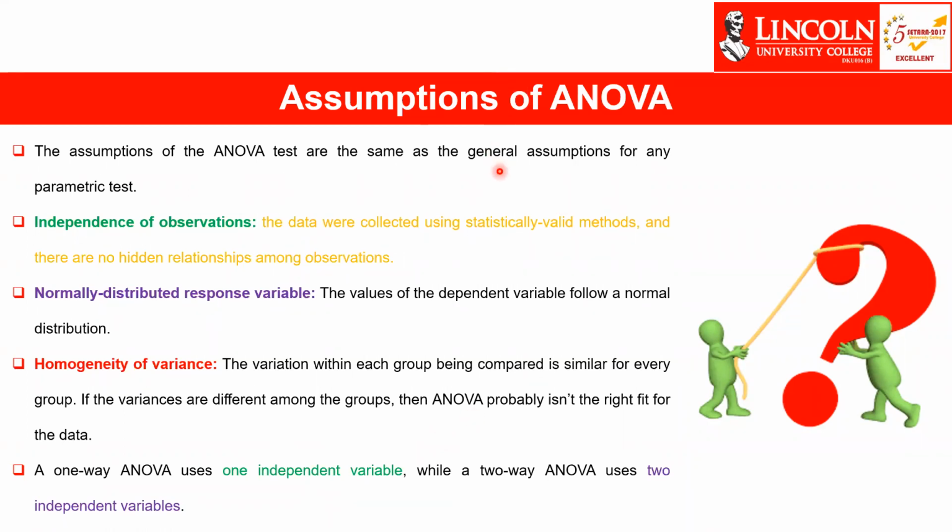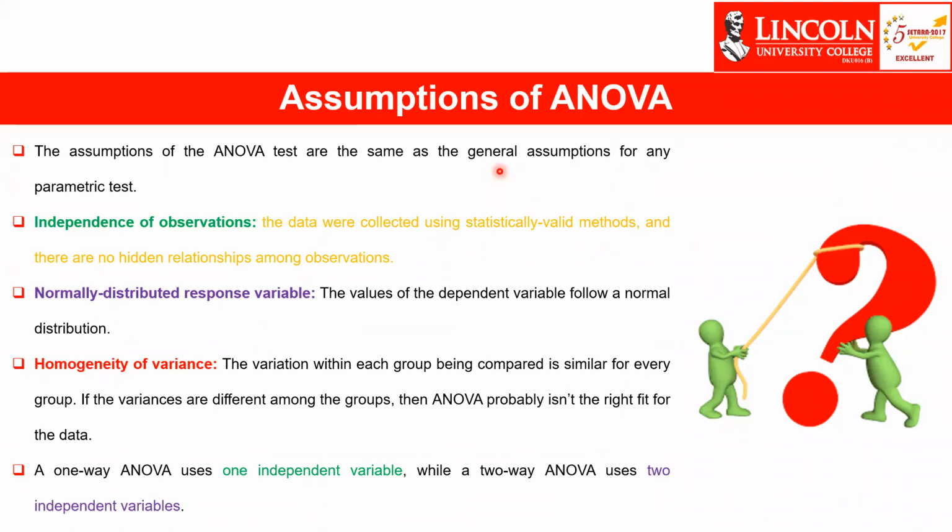Second one, normally distributed response variable. The values of the dependent variable follow a normal distribution. We have seen how to test for normality in our last class. Homogeneity of variance. The variance within each group being compared is similar for every group. If the variances are different among the groups, then ANOVA probably isn't the right fit for the data.